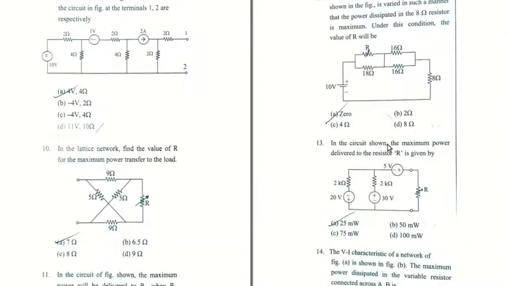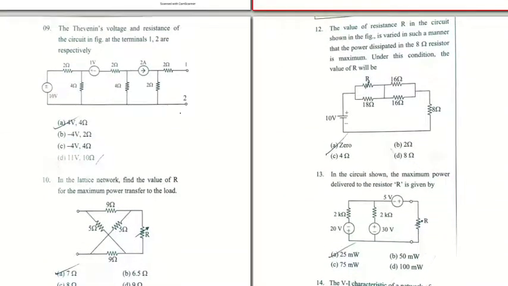Next, move on to the next question. In this question it is asked, the Thevenin voltage and resistance of the circuit in the figure at terminals 1 and 2 respectively are. So here we have to find the Thevenin voltage across this terminal and also the resistance. To find the resistance, we open circuit all the current sources and short circuit all the voltage sources.